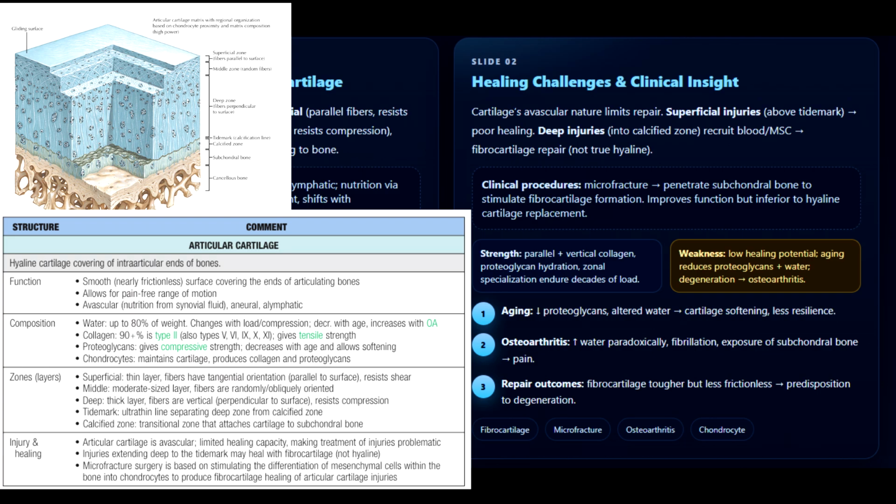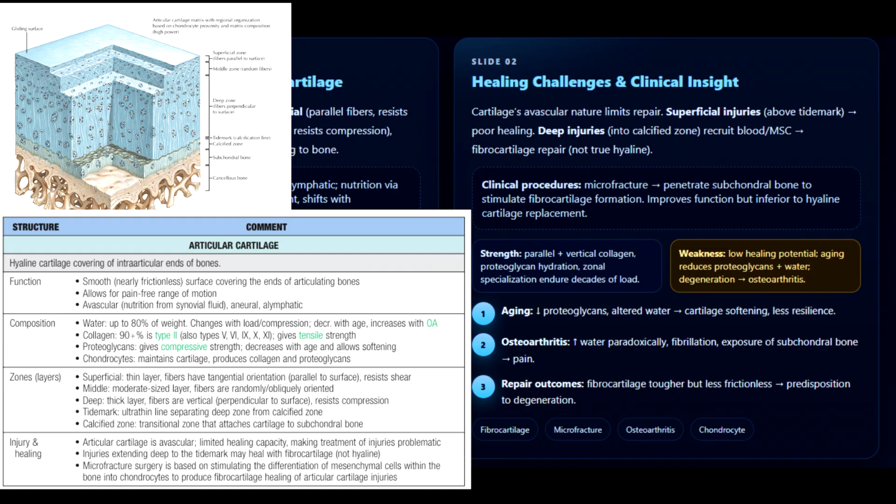Because articular cartilage is avascular, its capacity for self-repair is extremely limited. Injuries that are superficial, above the tide mark, rarely heal adequately. Deeper injuries that reach into the calcified layer and bone may recruit blood supply and mesenchymal stem cells, but the tissue that forms is usually fibrocartilage, not true hyaline cartilage. Fibrocartilage is tougher, but lacks the same frictionless, load-bearing qualities, so the joint is predisposed to degeneration.